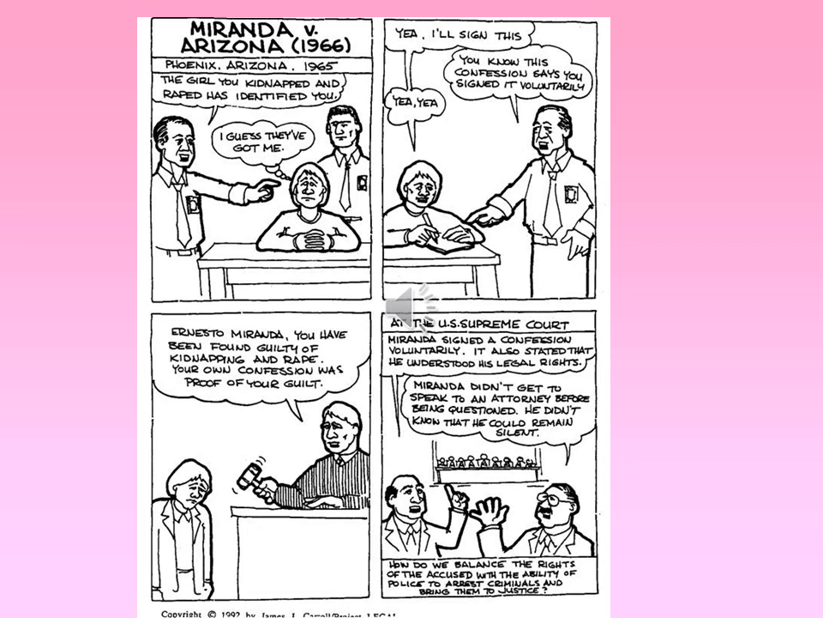So he was found guilty of kidnapping and rape in that particular case, but the case eventually went to the Supreme Court because what they were trying to say was that the confession, even though it was signed voluntarily, was obtained when he did not have an attorney present while being questioned. He didn't know that he could remain silent. So this cartoon asks at the end, how do we balance the rights of the accused with the ability of police to arrest criminals and bring them to justice?